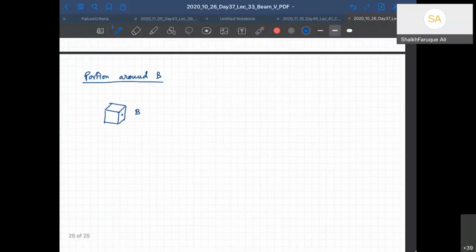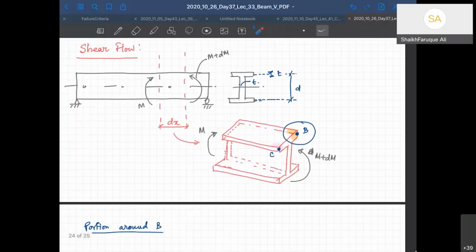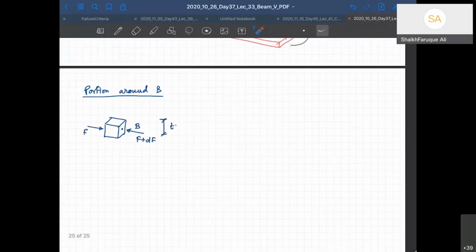So here there will be a stress F that will be acting here, and here there will be a stress F plus dF, and this is your thickness T, right? The top portion is a free surface, so there is no stress acting here. And the bottom portion is also a free surface, right? There is no stress that will be acting here. Therefore, to balance this F and dF, there has to be a force acting here. Shear force. This is again dF.